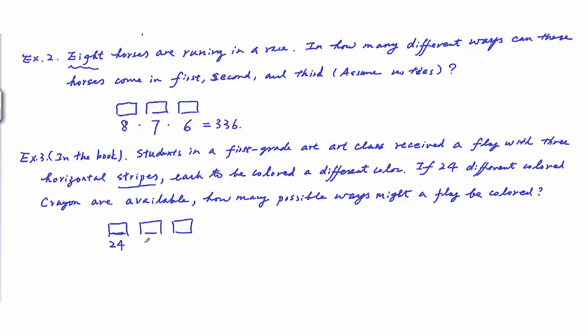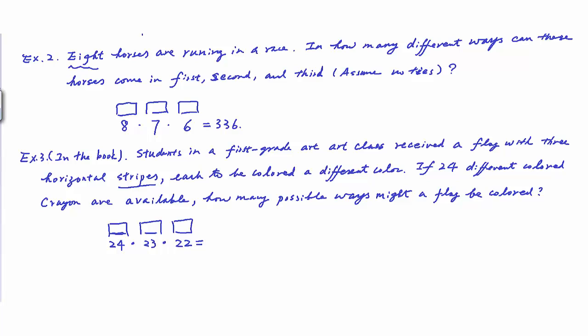So there are 23 options now for the second stripe. And then, because again we need to use a different color, we only have 22 now. By the fundamental principle of counting, in other words, by the multiplication principle, the total number of different ways it could be colored is 24 times 23 times 22.